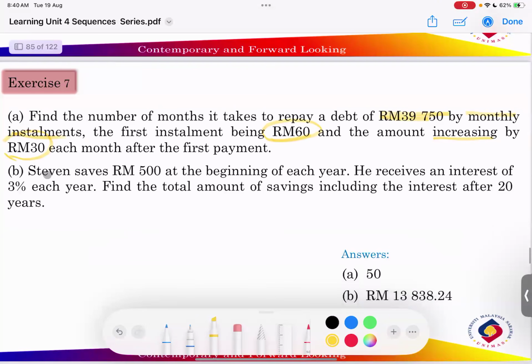B, Steven saved RM 500 at the beginning of each year. He received an interest of 3% each year. Find the total amount of saving including the interest after 20 years.